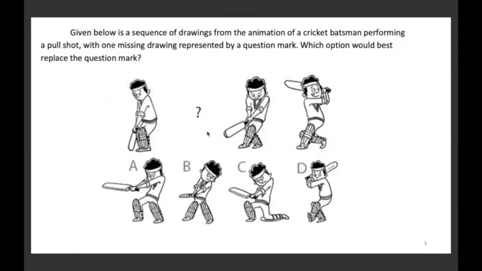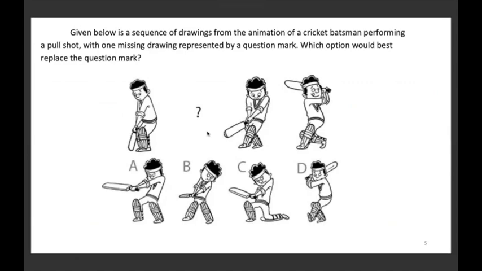Given below is a sequence of drawings from the animation of a cricket batsman performing a pull shot. With one missing drawing represented by a question mark, which option would best replace the question mark? Which of these options will best replace the question mark given the sequence of drawings?